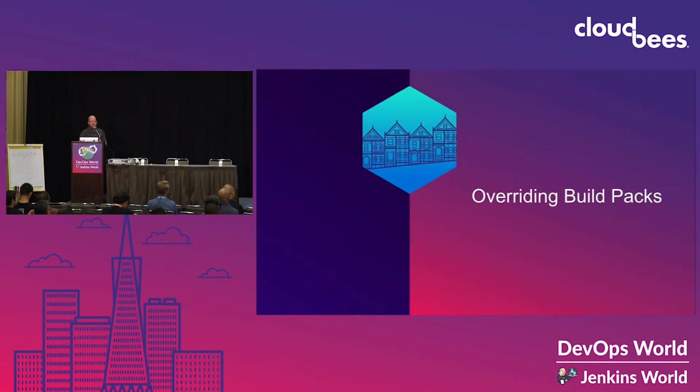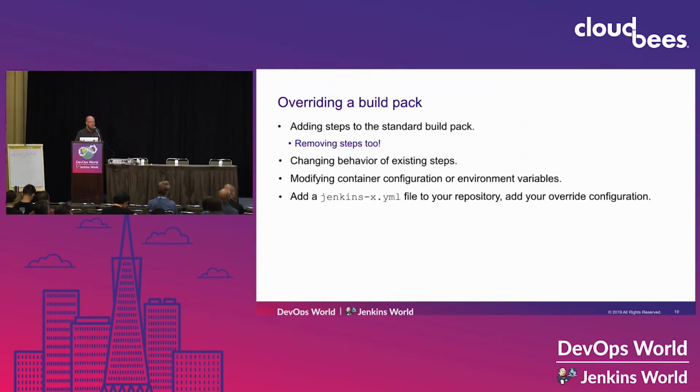But now let's take a look at overriding build packs. This is most likely going to be the first thing that you encounter, the first thing you want to be able to do with Jenkins X Pipelines that requires you to actually do anything. Among the things you can do via overriding build packs, you can add steps to the standard build pack as well as removing them. You could change the behavior of existing steps. You can override what's happening in the promote build step to do something different.